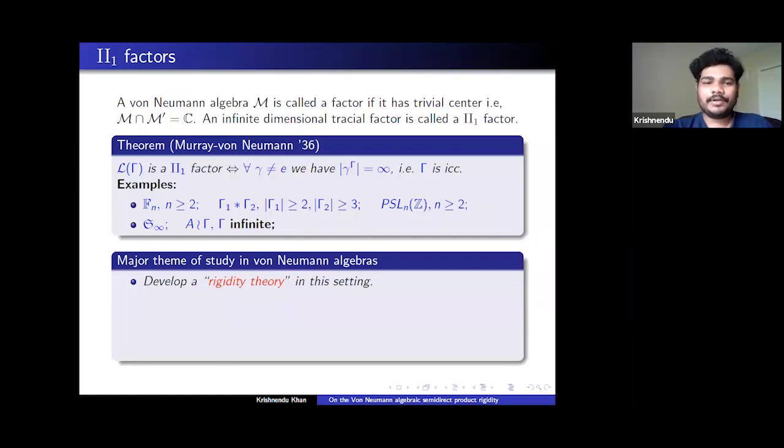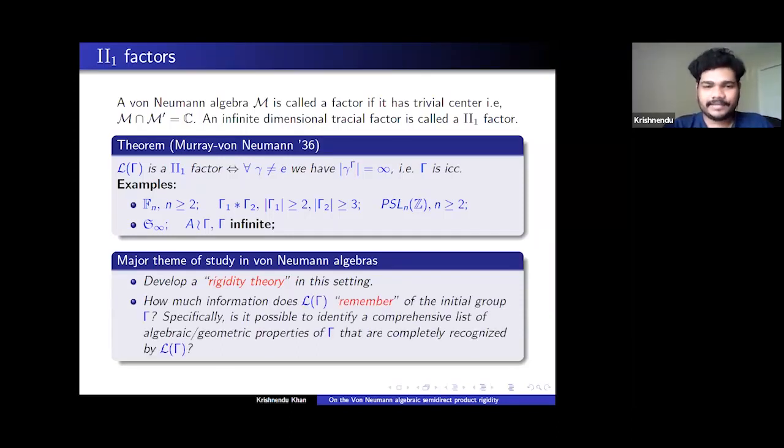The major theme of studying von Neumann algebras is developing rigidity theory in a setting. What do we mean by rigidity theory? You have your object Γ, a countable discrete group, and you associate the corresponding group von Neumann algebra to it. It's quite natural to ask what sort of properties of your group are actually remembered by the group von Neumann algebra. By properties, we are being specific: algebraic or geometric properties.